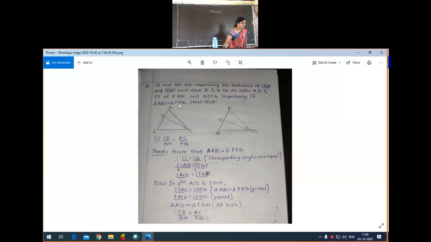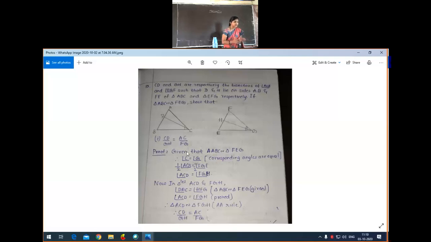Okay, what is given? Triangle ABC is similar to triangle EFG. This triangle is similar to this triangle. Then show that the first part is this one: CD divided by GH is equal to AC divided by FG. This is what we have to show. So we'll start the problem, that is the proof part. With the given data we have to start the problem.